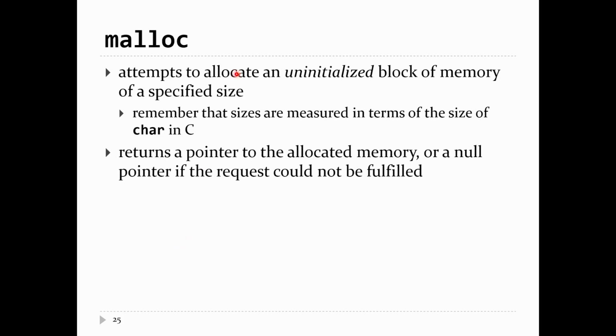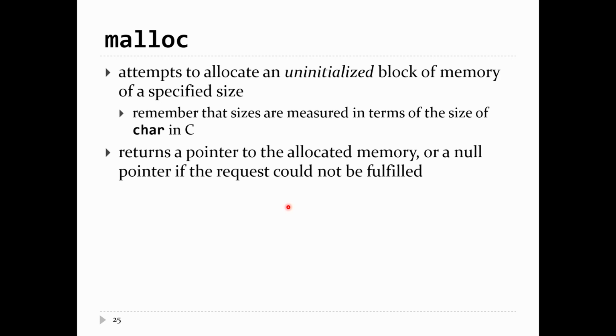Okay, so malloc. Malloc asks the memory manager for an uninitialized block of memory of a specified size. Now, uninitialized is important here. The memory that malloc returns can have anything in it, so you have no idea what's in the memory. You're getting back a chunk of memory that's totally uninitialized. You have to specify the size of the block of memory that you would like. And remember, sizes in C are measured in terms of the size of char, so you're asking for memory in multiples of chars. If malloc succeeds, it returns a pointer to that allocated memory.